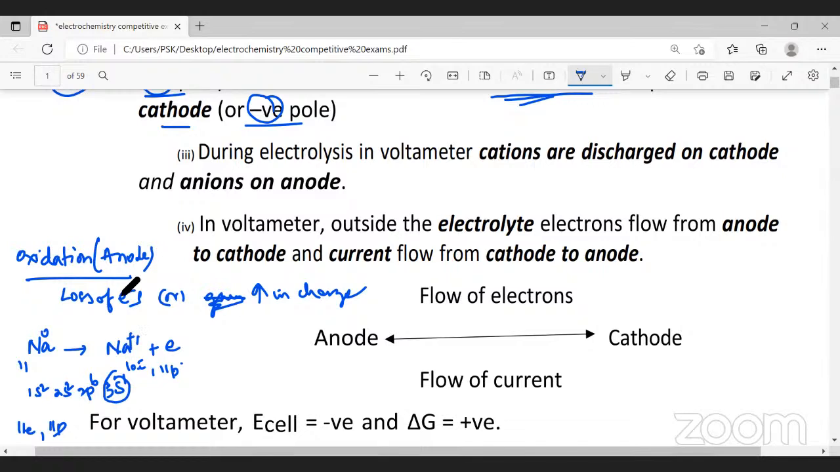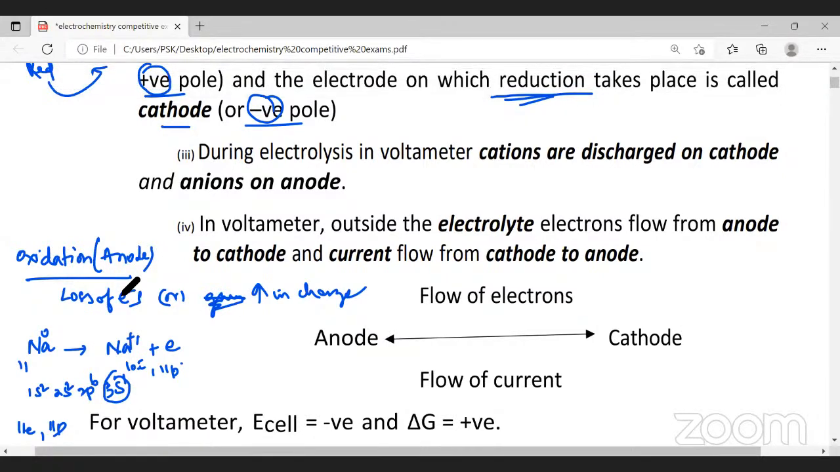Therefore, oxidation can be defined as loss of electron or increase in oxidation number. So oxidation takes place at which electrode? Anode. So therefore we have to remember it as An-Ox.